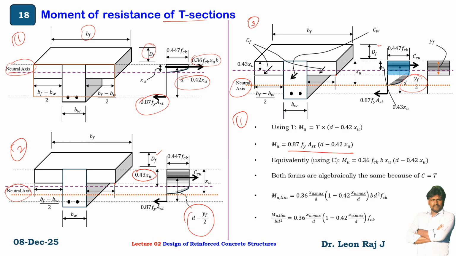In the compression zone, 0.36 fck Bf xu into (d minus 0.42 xu). The same formula is used here. So this simple formula is used with Bf.